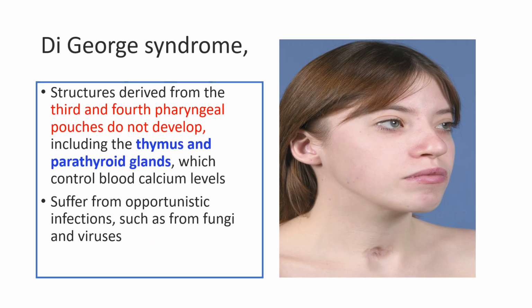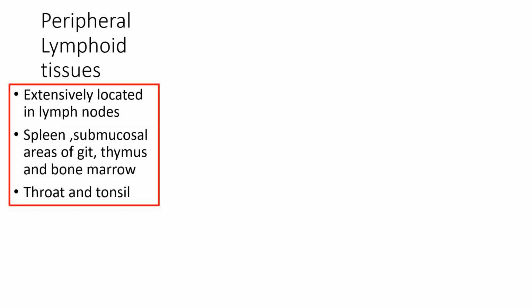There is a syndrome by the name of DiGeorge syndrome in which the structures which are derived from the third and the fourth pharyngeal pouches do not develop, including the thymus and the parathyroid gland. So these persons, because of the diminished cellular immunity, will suffer from opportunistic infections such as infections from the fungi and even the viruses.